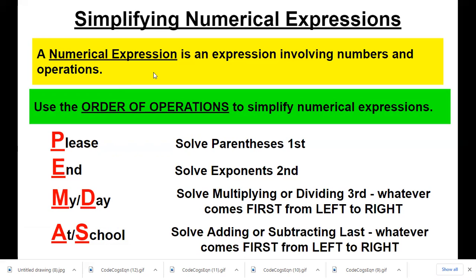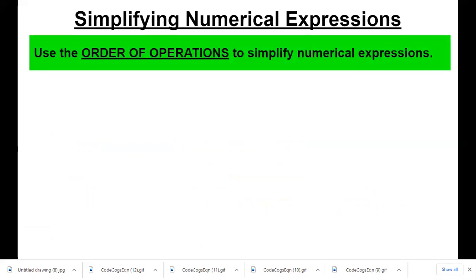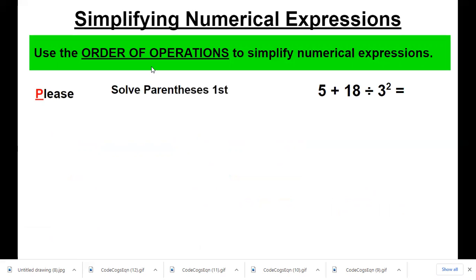So let's see how this works with numbers. Okay, we're going to use the order of operations to simplify this expression on the right. 5 plus 18 divided by 3 squared equals. We have to use the right order. So we start with Please. Solve anything in parentheses first. Do you see any parentheses? No, neither do I. So none this time, so we go to the next step.